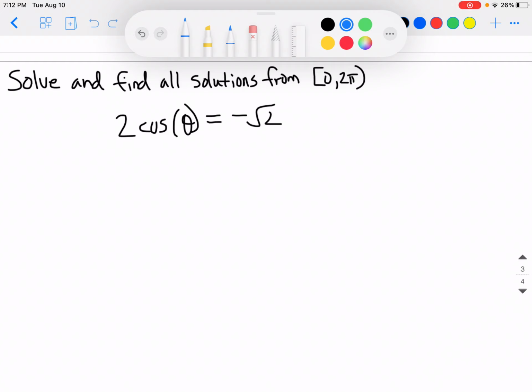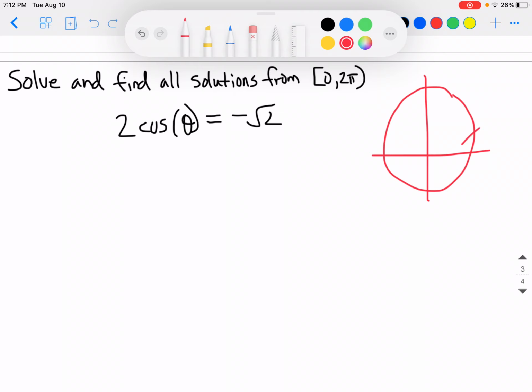Hello and welcome to this video where we're going to solve and find all the solutions for this equation from 0 to 2 pi. So we're given the equation 2 cosine of theta is equal to negative square root of 2. Now, in order to do well with this, we need to know what the unit circle is, and we need to know specifically the first quadrant, some of its main points.